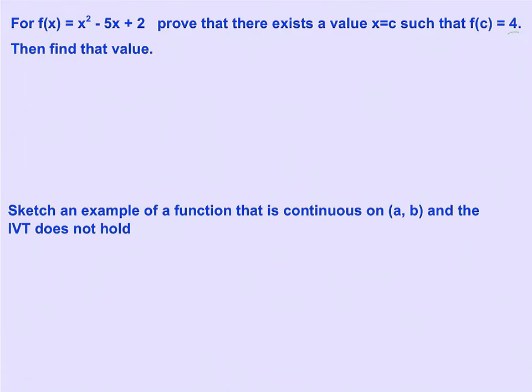We just need to pick a value for a and b such that f of a is below 4 and f of b is above 4. Well, we can pick whatever we want. f of 0 is equal to 2. I can find the y-intercept of that really quickly. And f of 10 is equal to 100 minus 50 plus 2.